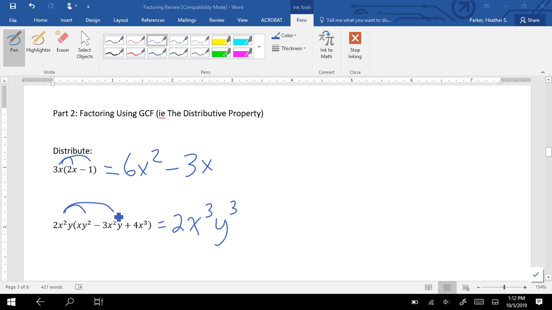2x squared y times negative 3x squared y. So 2 times negative 3 is negative 6. X squared times x squared is x to the 4th. Y times y is y squared. And then 2x squared y times 4x cubed. 2 times 4 is 8. X squared times x cubed is x to the 5th. And then y is just by itself, stays y. So that's our distributive property.